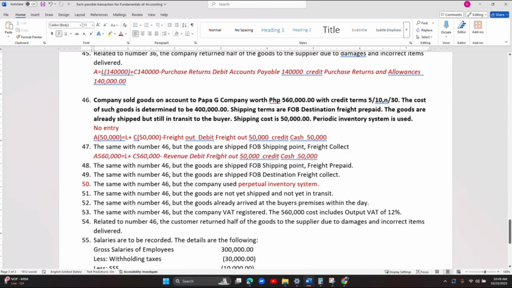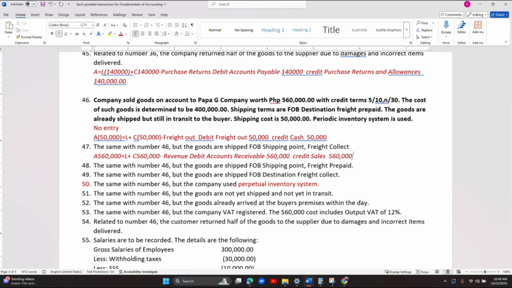So when you make an entry, you have to put accounts receivable $560,000 and then credit revenues or sales 560,000. So that's the first question. Will you record sales already? Yes, because the title has already been passed to the buyer because the terms are now FOB shipping point.